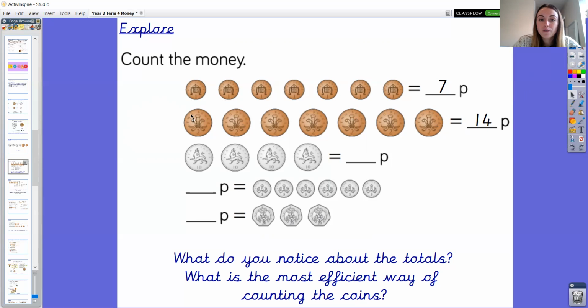Well done. 2p has double the value of a 1p coin. So we know that double 7 equals 14. Brilliant. That's one of our Learn It facts. 7 add 7 equals 14.